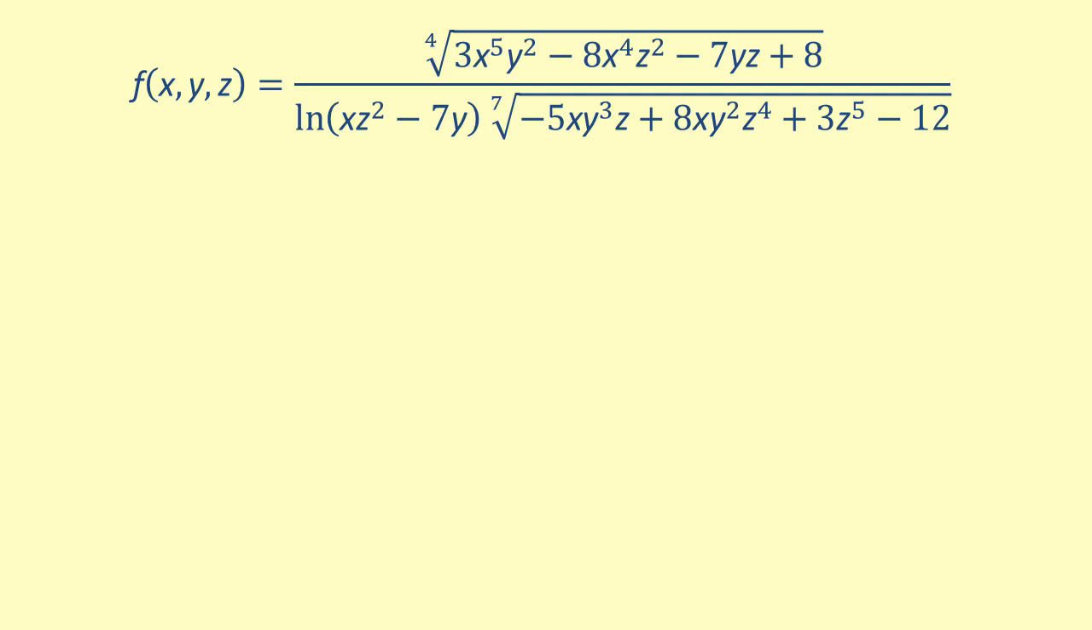Let's start with our first condition. When will the denominator be 0? The denominator is the product of a logarithm and a radical, so it will be 0 if either factor is equal to 0. Let's look at the denominator from left to right. When is the natural log equal to 0? Remember, the logarithm of 1 is equal to 0 regardless of the base.